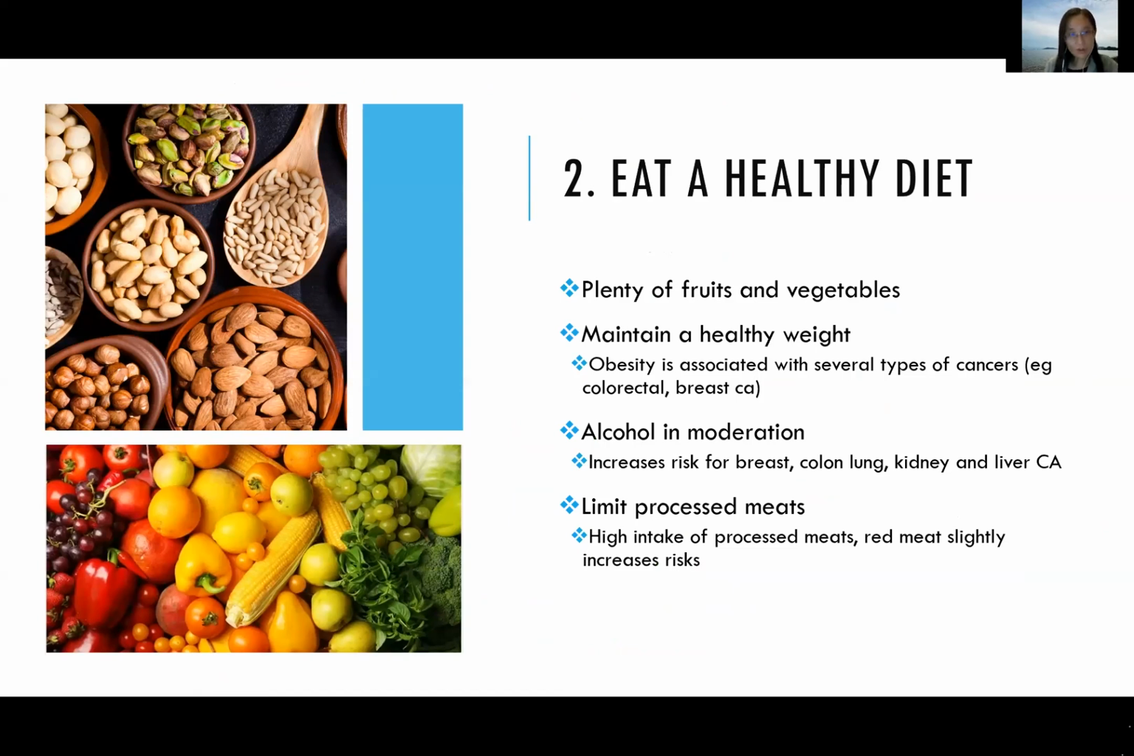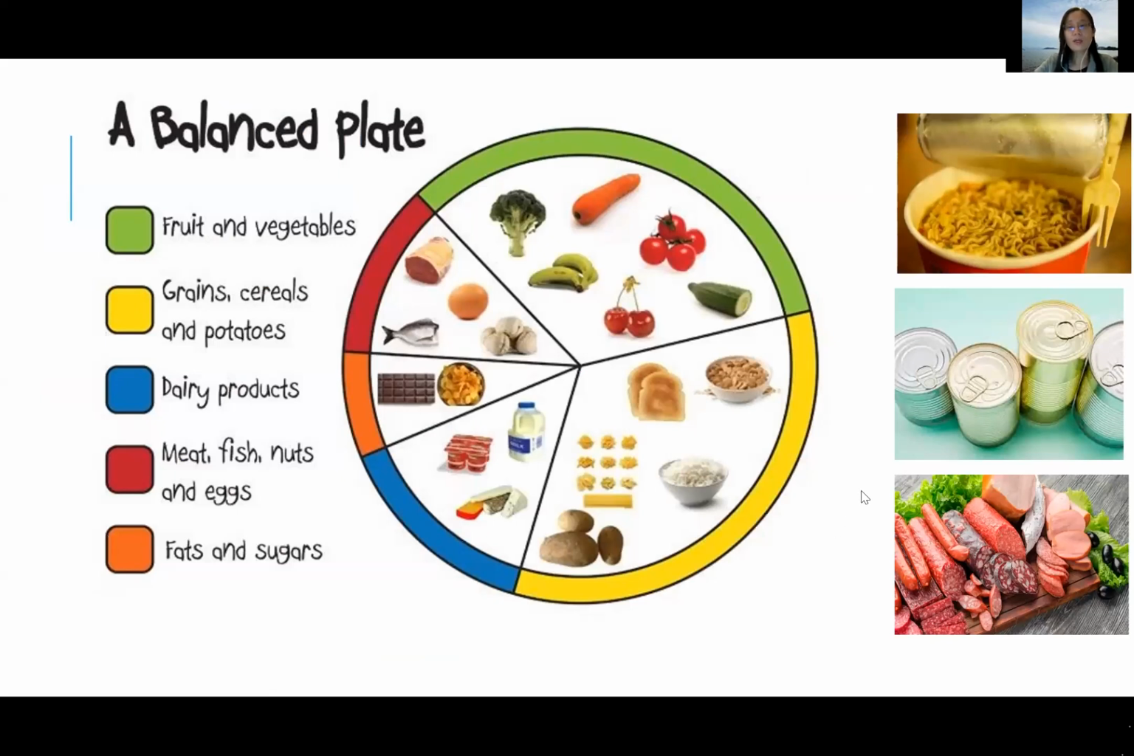Then if you take alcohol, take it in moderation. Do not binge drink if possible, and try not to take too much because it can induce issues like liver cirrhosis. Processed meats usually have a lot of chemicals and preservatives, and they are associated with a slightly higher chance of getting things like colorectal cancers. So things to avoid would be things that have a lot of preservatives, like instant noodles. They can have a lot of carcinogens in this type of food.